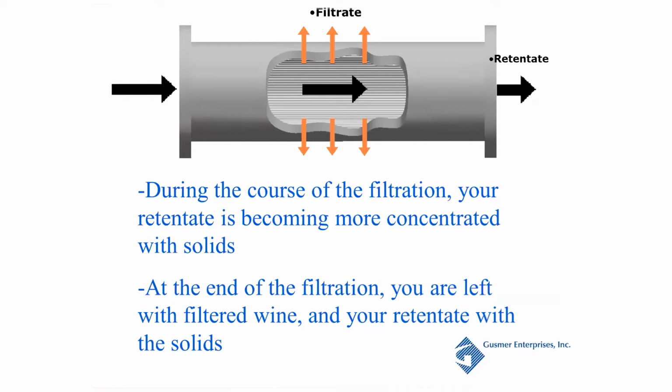So what that means is theoretically, during the course of the filtration, that retentate is getting more concentrated as we go through the filtration. So theoretically, at the very end of the filtration, what you should be left with is clean, brilliant wine that passed through these capillary straws, and very high solids, low liquid retentate that's going to remain in the machine. So hopefully that makes sense.